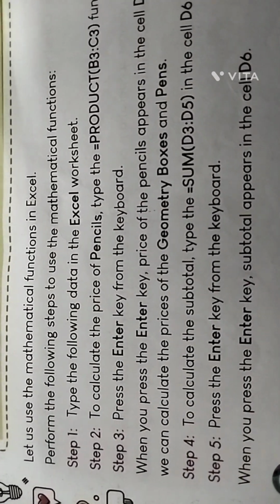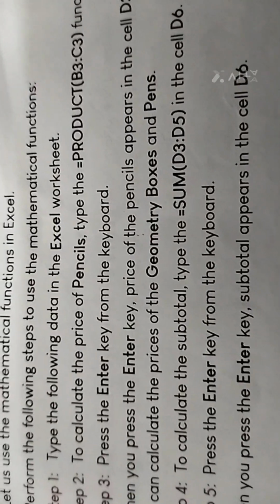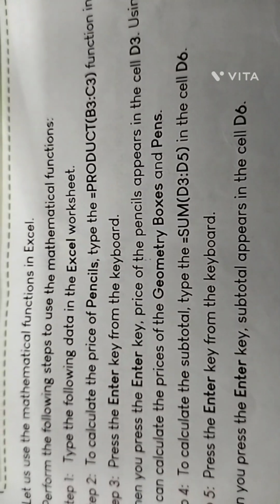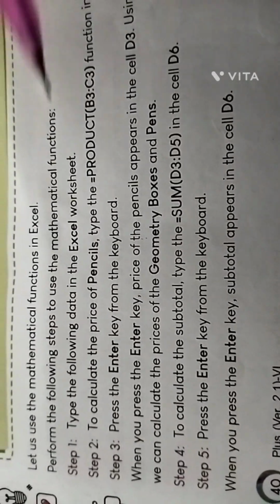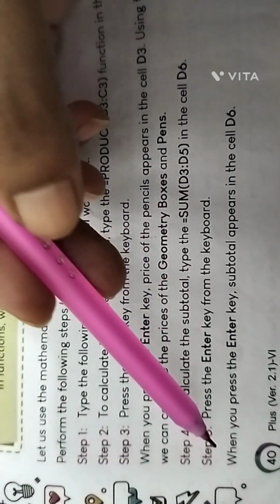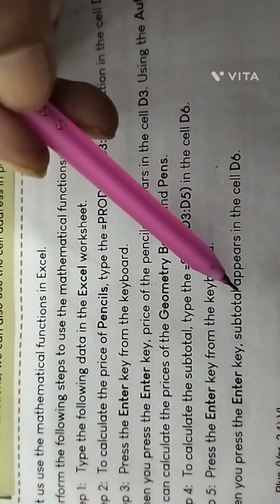Using the autofill feature, we can calculate the price of the geometry box and pens. Step 4, to calculate the subtotal, type the sum in cell D6. Step 5, press the Enter key from the keyboard. When you press the Enter key, the subtotal appears in the cell D6.